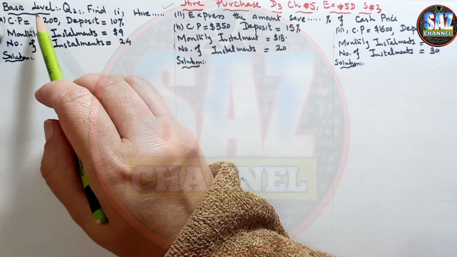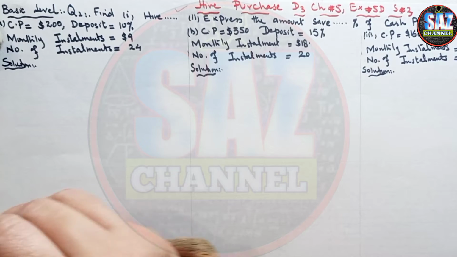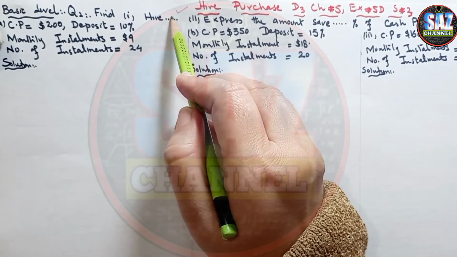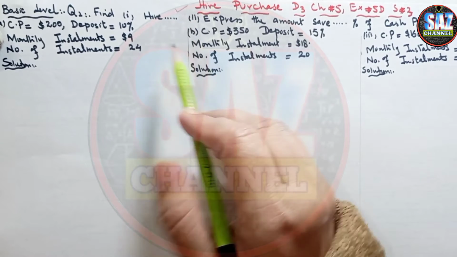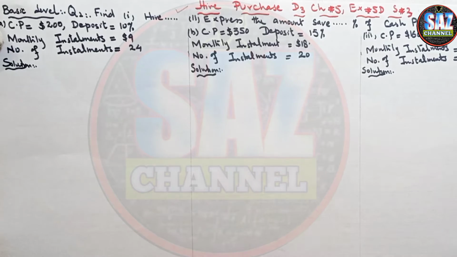In this lesson, I will solve question number 2, basic level. Let me read the question from the book. The question says, for each of the following, find the hire purchase price of the goods. And the second is, express the amount saved by paying cash as a percentage of the cash price. For the second part, we have to find the percentage of the amount that we can save if we purchase that good at the cash price, as a percentage of the cash price.